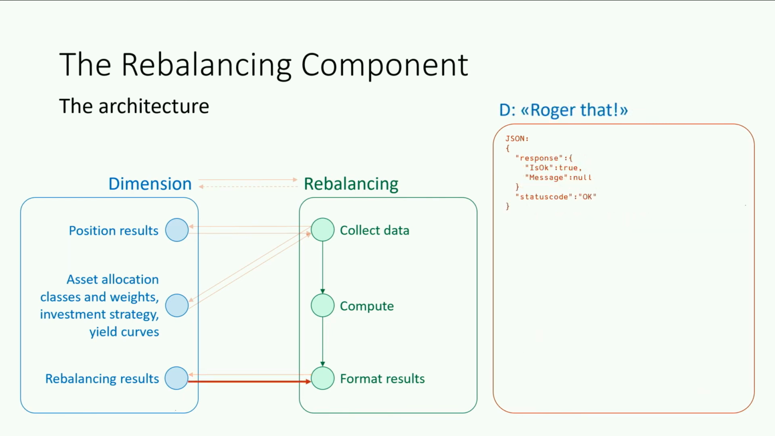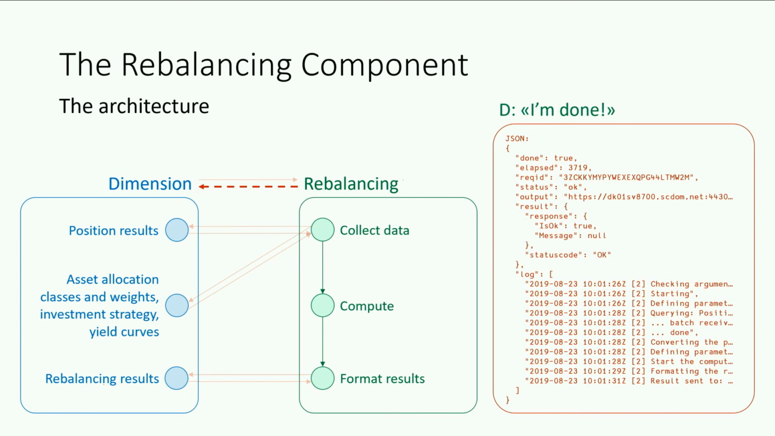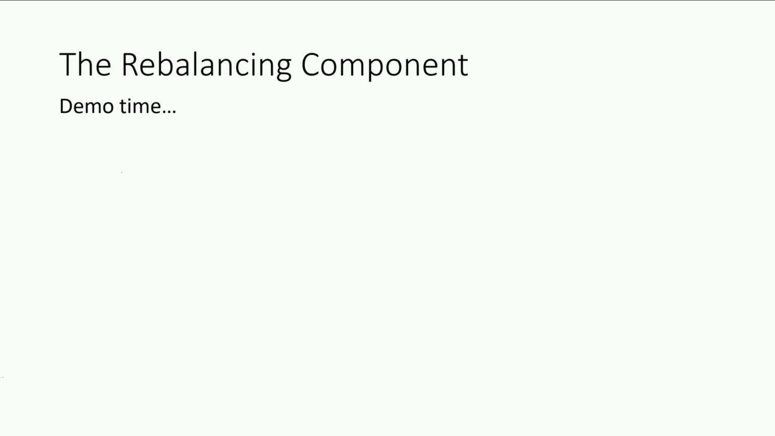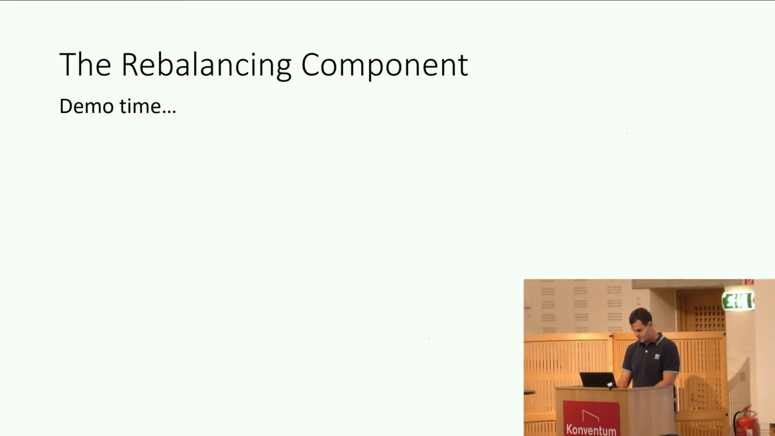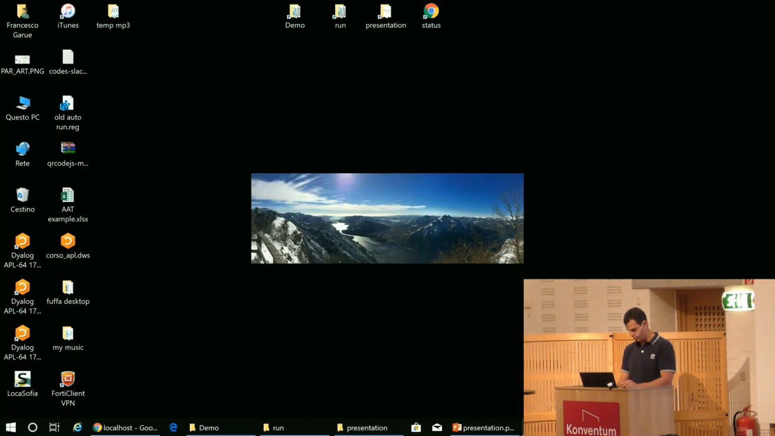Okay, we get a response that says that the API in Dimension has received the results from the rebalancing, and only then we can answer that the job is done. It took less than 4 seconds, the status is okay, the results have been sent, posted to the specific link, and there's the log. So I will try to show you that it's really working with a very simple demo.